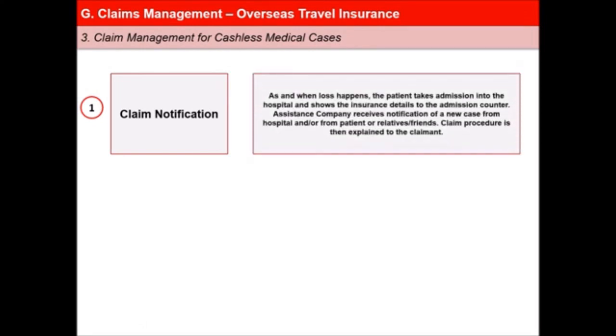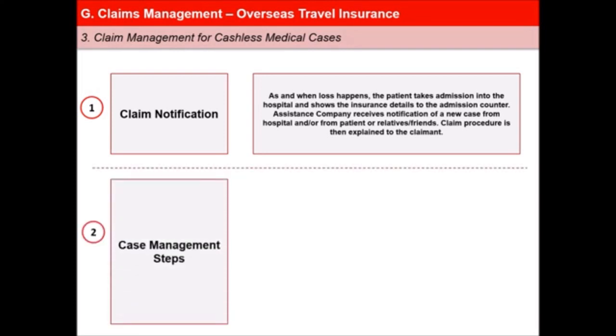Claim notification. As and when loss happens, the patient takes admission into the hospital and shows the insurance details to the admission counter. Assistance company receives notification of a new case from hospital and/or from patient or relatives or friends. Claim procedure is then explained to the claimant.